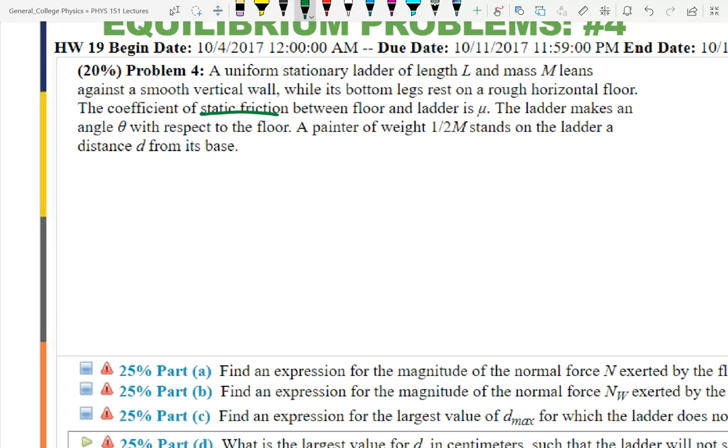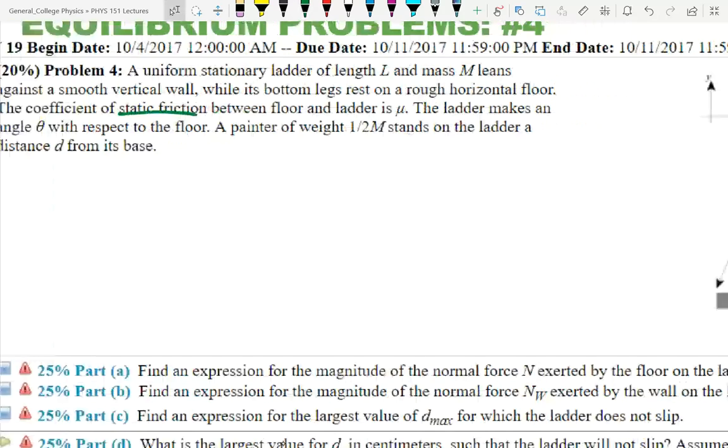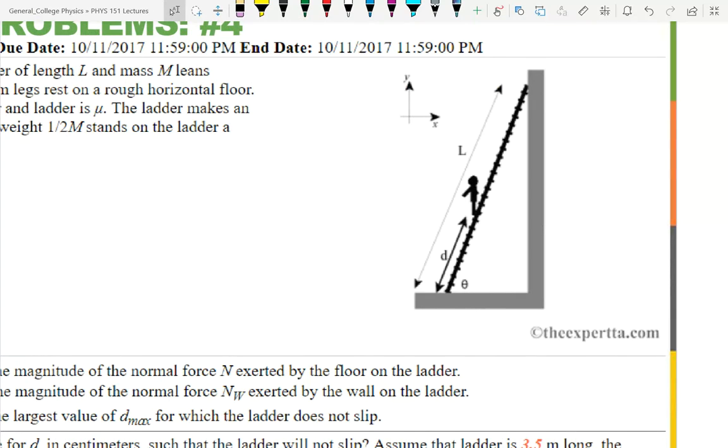A painter of weight 1/2 m, that's just to make life easy for us. We only have 1 m to worry about. The ladder's total m, the painter's 1/2 m. Stands on the ladder distance d from the base. That doesn't have a question yet. That's just laying out the situation. This picture then illustrates the situation.